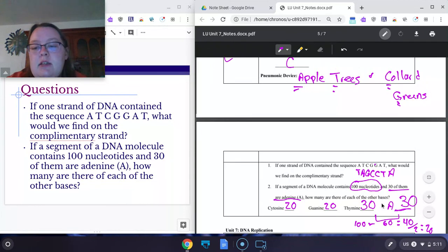So again, the way that I did that, I have 30 A's. A is equal to T, so there has to also be 30 T's. Together, that only gives me 60 bases. And I started with 100, so I do 100 minus 60, and that leaves me with 40 left. I have 2 bases left, C and G. I know they're equal, so I divide by 2, and I get 20 each. All right, so there's going to be some practice on this before we do our next set of notes.